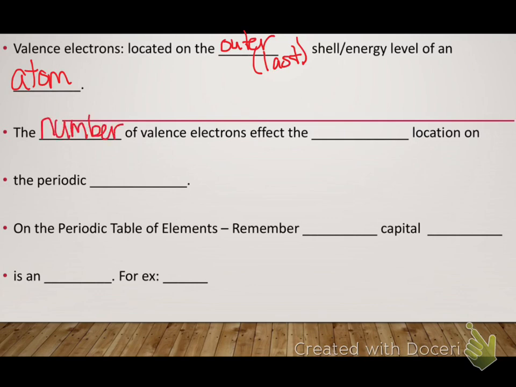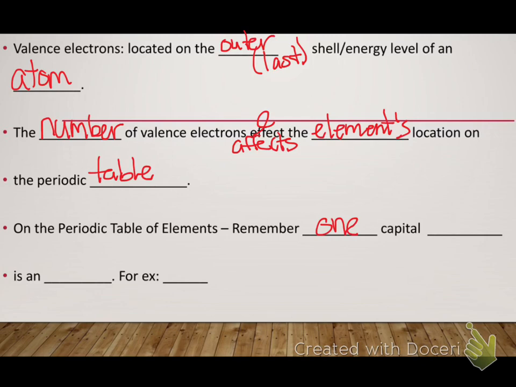The number of valence electrons affects the element's location on the periodic table. You remember when we talked about families and periods, that depending on which period it's in tells you how many valence electrons there are for that atom. Okay, then the periodic table of elements, we need to remember, a little grammar error there. I put effects instead of affects. So fix that on your paper.